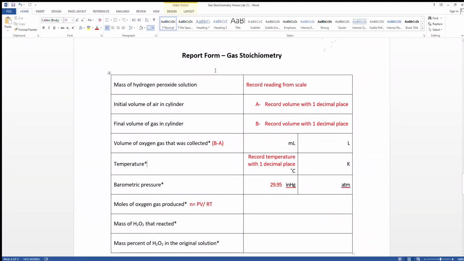Let's see how to do the calculation for gas stoichiometry. Mass of hydrogen peroxide, you will record this reading from the scale. Initial volume of air in the cylinder, this reading you will take from the cylinder. You will be taking it with 1 decimal place, and this is the reading that you will take right before adding yeast to the Erlenmeyer flask. Final volume of gas in the cylinder, this reading as well, you will be taking with 1 decimal place, but this will be after 5 or a little bit more minutes, when you see that the volume of gas stops changing.